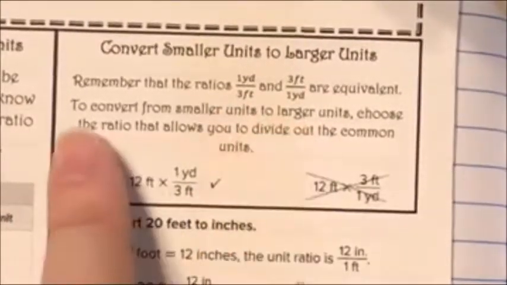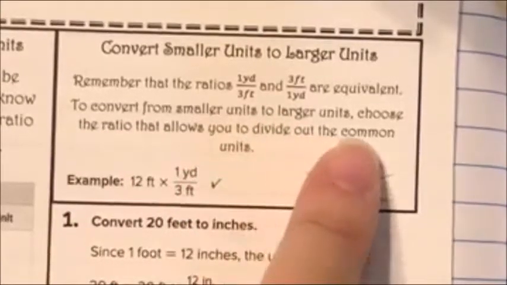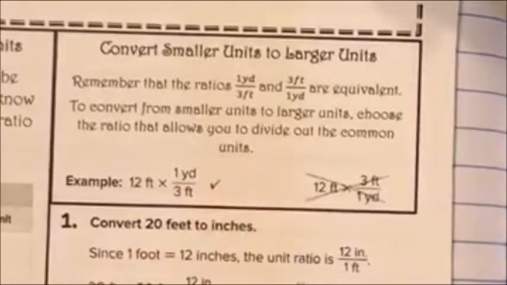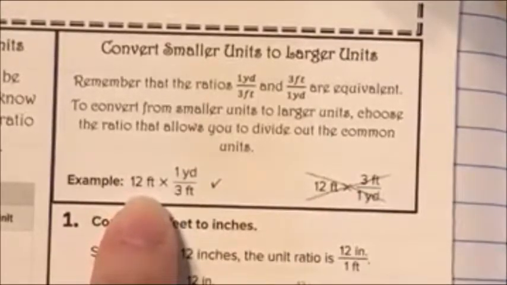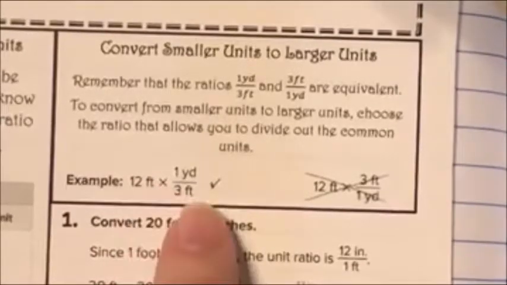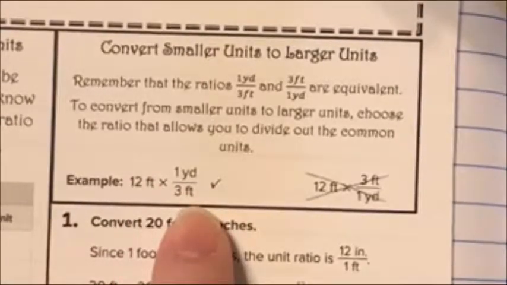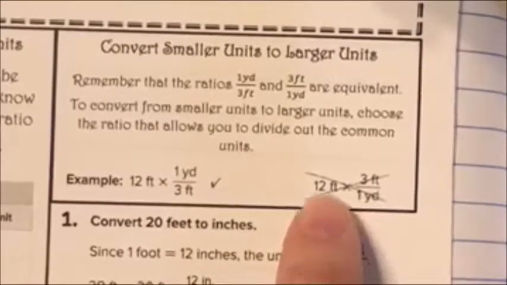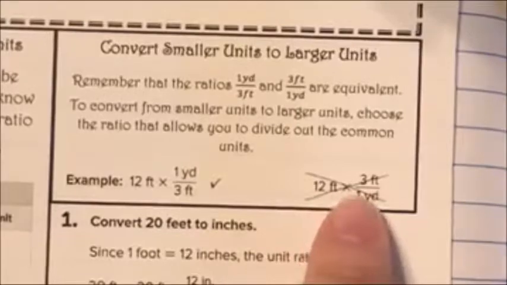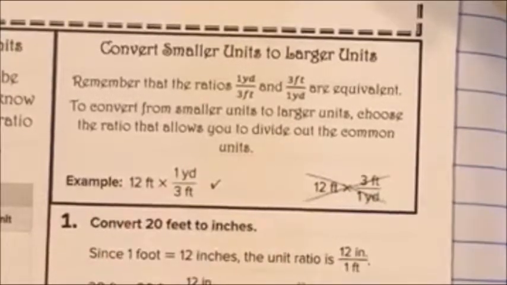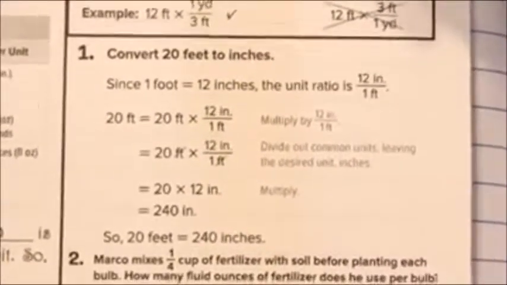Okay. To convert from smaller units to larger units, choose the ratio that allows you to divide out the common units. So I want to get rid of, in this case, feet, right? So I would choose 1 yard over 3 feet, because then these would cancel. And I can't use the other one, because then I would just be multiplying my feet by themselves. So this is the one I would have to use. Okay, so a couple of examples.